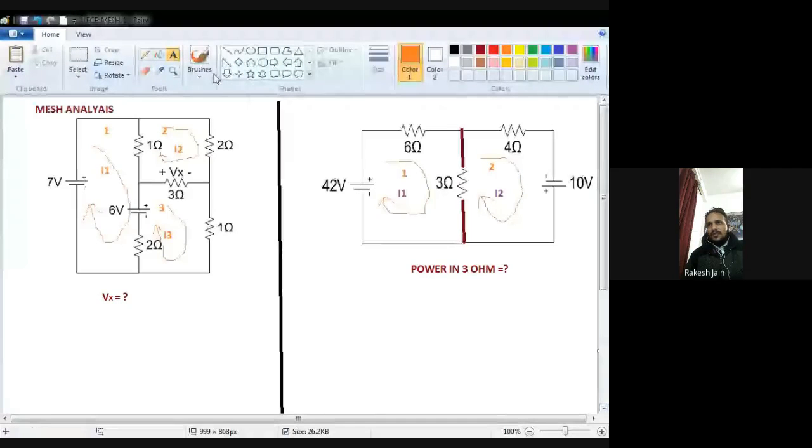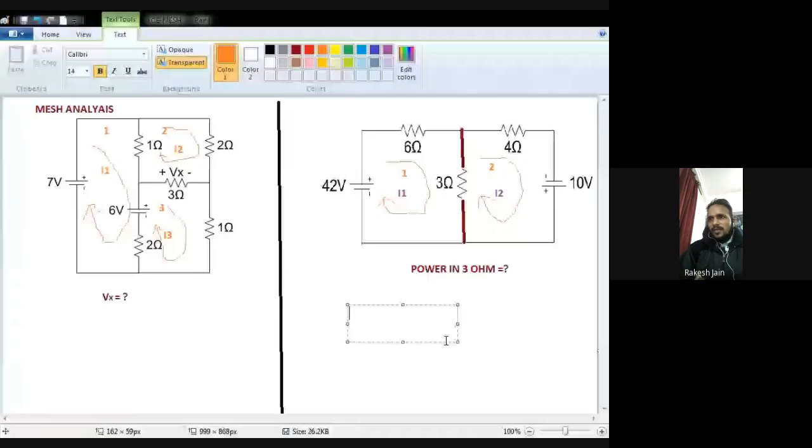So I begin to write down first of all the equation for the first mesh. See, 6 ohm resistance, my current is I1, so 6I1. I change the color, so dark color. Then plus 3I1. Then minus, because I am in the first mesh, my current I1 I take as positive, so minus 3I2.